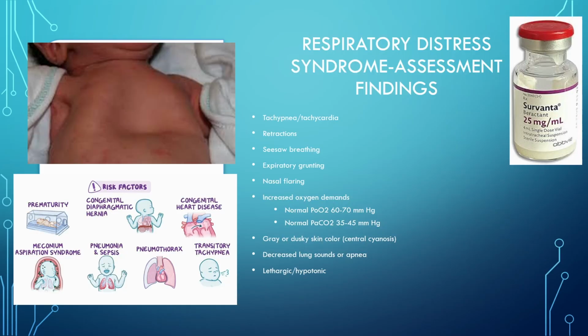Okay, respiratory distress syndrome. Some common assessment findings you'll see are tachypnea and tachycardia. You'll see retractions, seesaw breathing, grunting, flaring. They're going to have increased oxygen demands. I have listed on here your normal PaO2 and PaCO2. They could have central cyanosis, decreased lung sounds or apnea, and they can become lethargic and hypotonic.